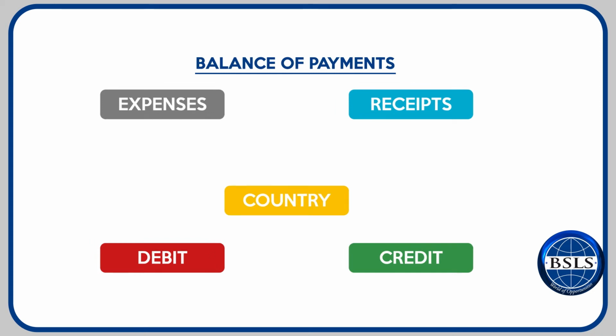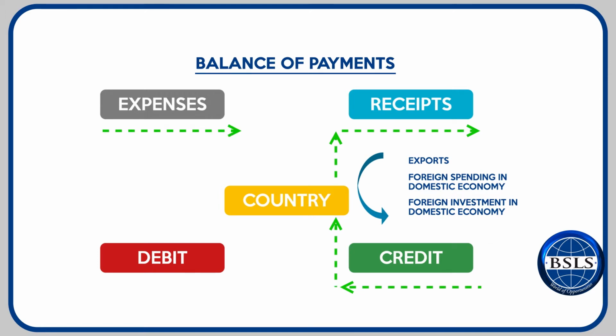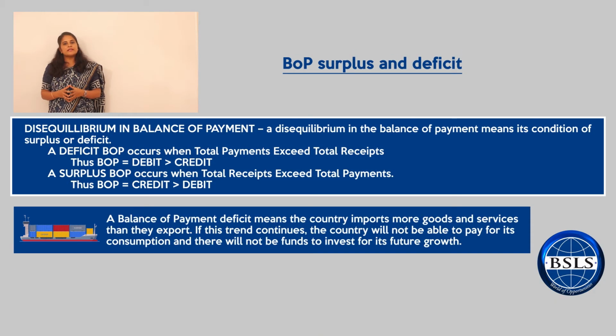Transactions in BOP are recorded as credit and debit. The receipts are recorded as credits, which include exports, foreign spending in domestic market, foreign investments in domestic market. On the other hand, all the payments are recorded under debit, which include imports, foreign aid, domestic spending abroad and domestic investments abroad. A balance of payment deficit occurs when the country is importing more products than it is exporting.